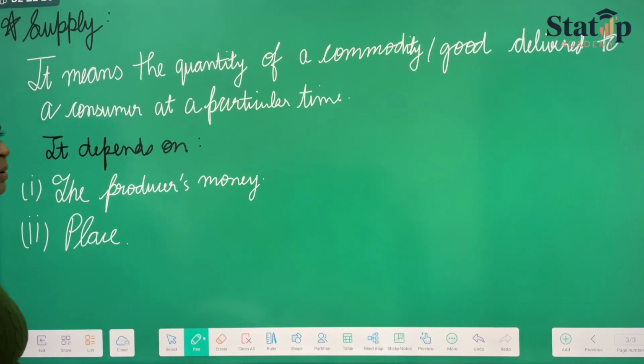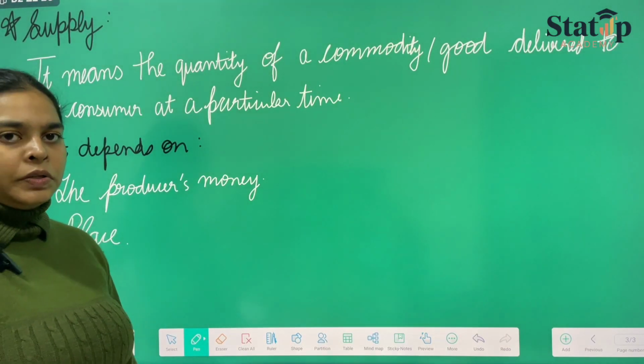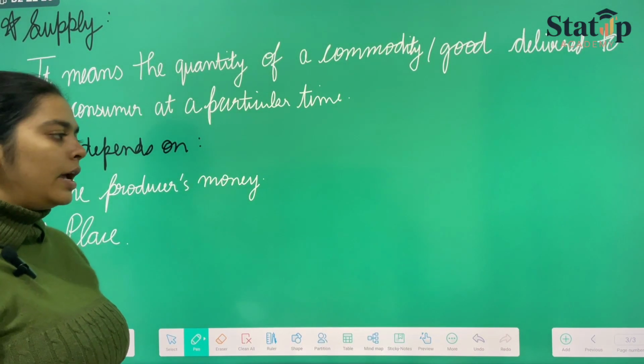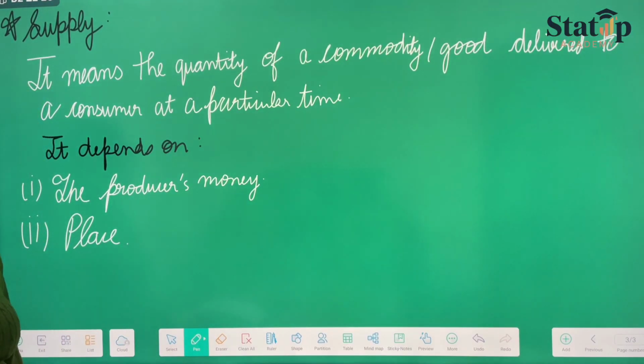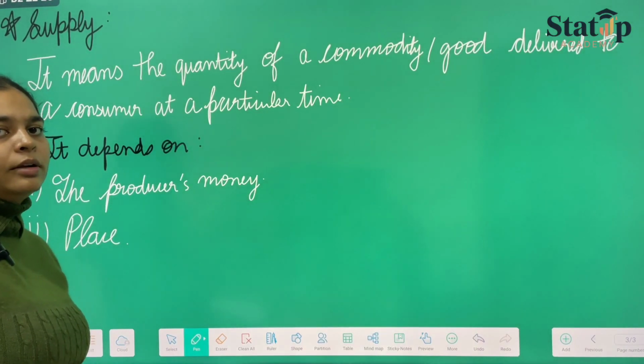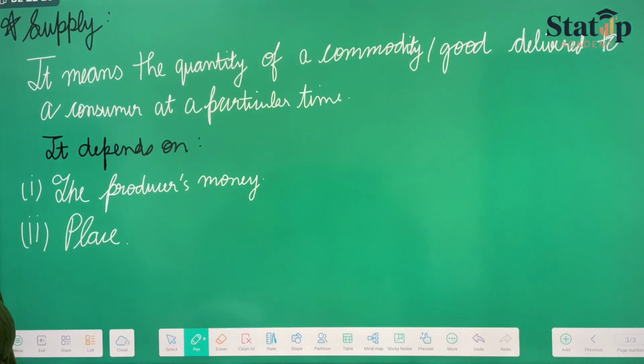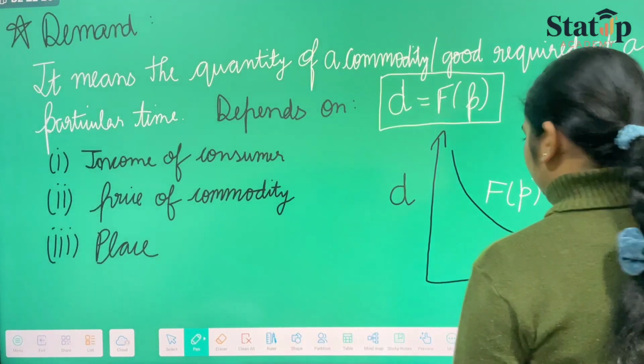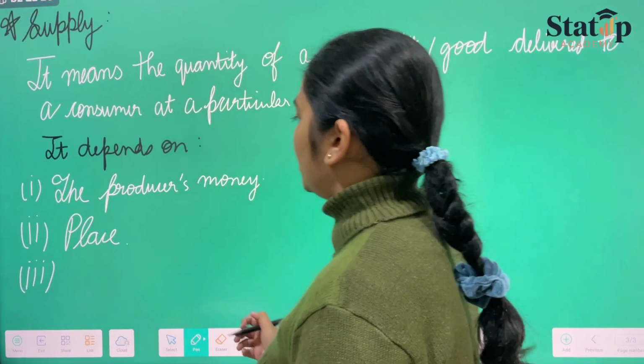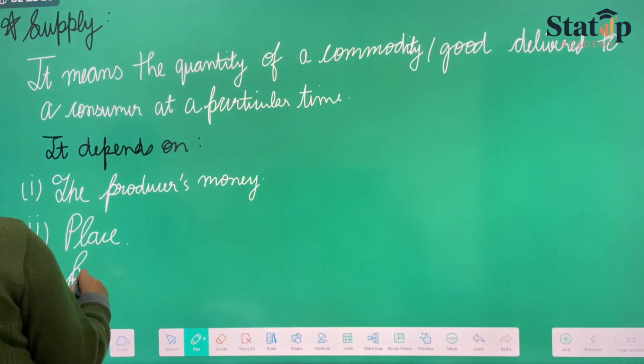Suppose someone is living in northern India, near the Kashmir side, so wool would be supplied maximum there because the demand is maximum over there. While in southern India, the demand and supply of wool would be rather low. So geographical place plays an important role. Then the third one would be again the price of the commodity.